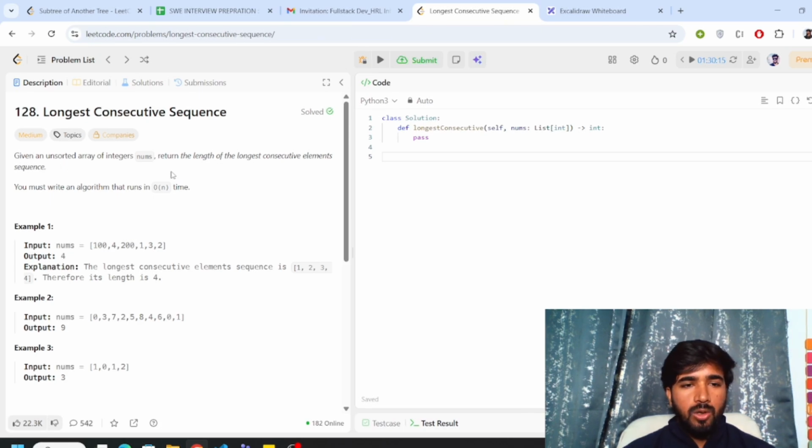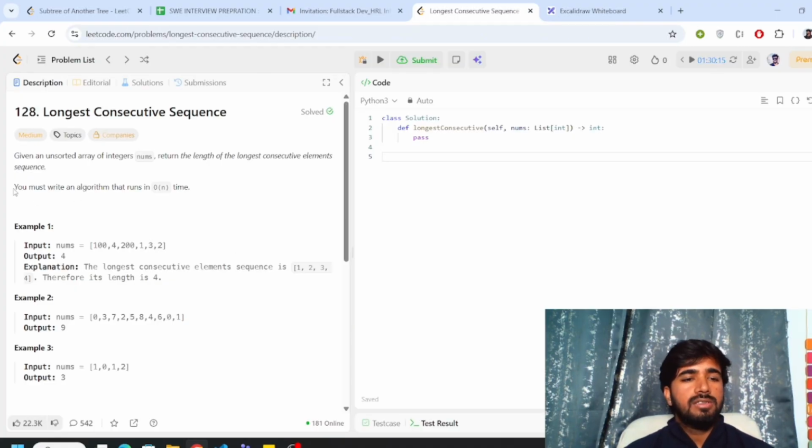Given an unsorted array of integers nums, return the length of the longest consecutive element sequence. Problem statement is very simple. You need to return the length of the longest consecutive element sequence. So in this example the output is 4, which is 1 2 3 4, the sequence that is longest, and we can see in this input also that yes, it is valid and the length of that sequence is 4. So that's what we need to do.